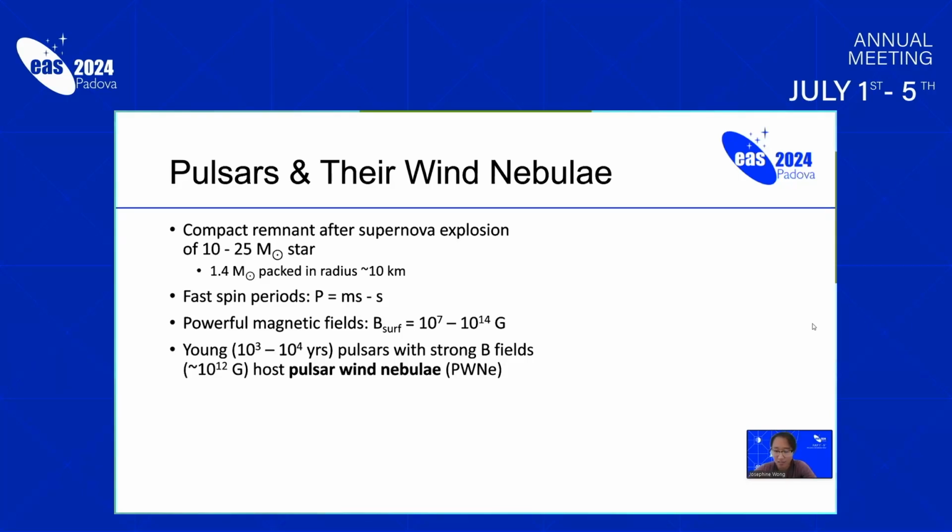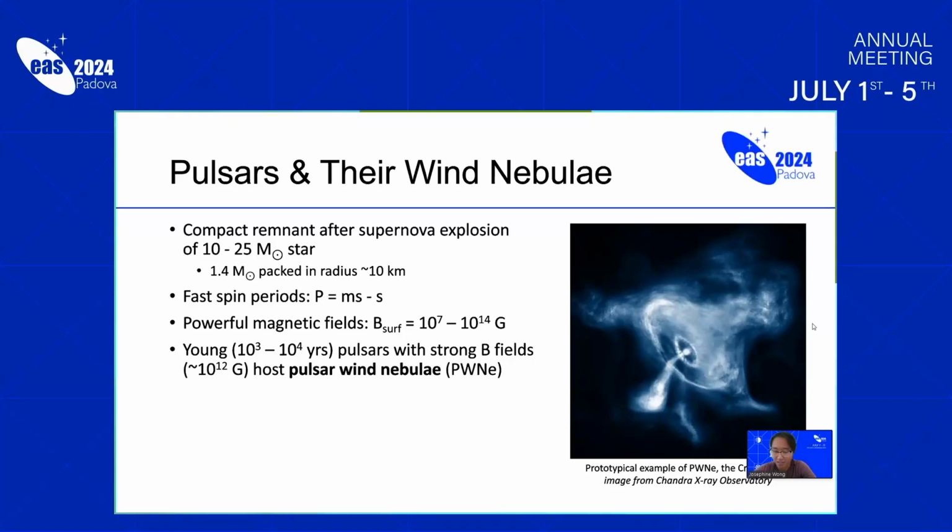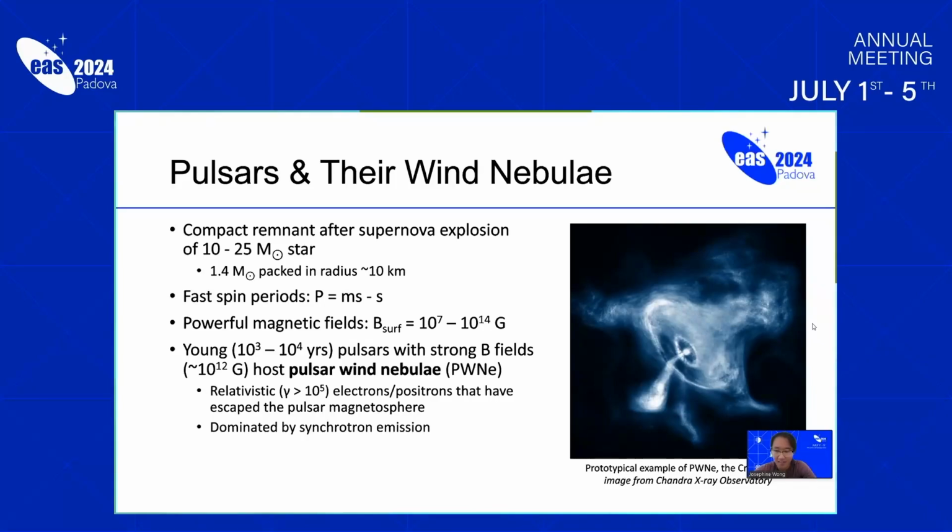And pulsar wind nebulae are powered by the younger pulsars with strong magnetic fields. Here's an image of a prototypical example of a pulsar wind nebula, the Crab, as seen by the Chandra X-ray Observatory. These pulsar winds are relativistic electrons and positrons that have loaded onto the open magnetic field lines of the pulsar, which are wrapped around the pulsar as the star rotates, and escape the pulsar magnetosphere. They are dominated by synchrotron emission.